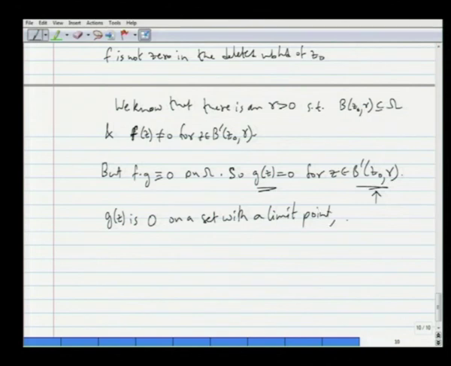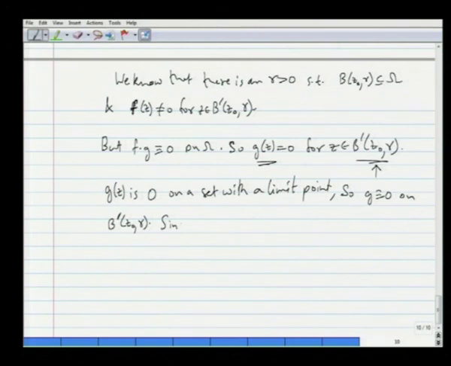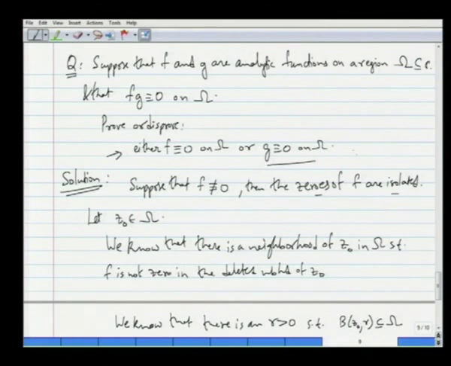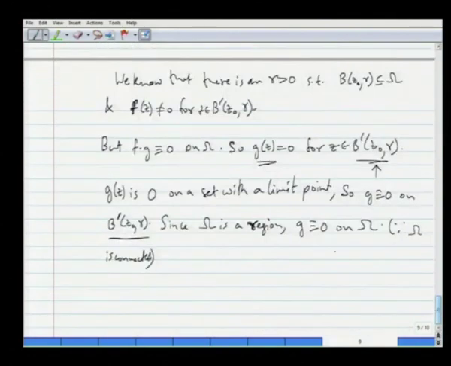So, by the identity theorem, g is identically 0 on B prime Z naught R. And since omega is a region, we know that it is connected, and on a set containing a limit point, contained in omega, g is identically 0. So, since omega is connected, g is identically 0 on all of omega by the connectedness of omega. So, that shows that if we suppose that f is not identically 0, then g has to be identically 0, which proves this statement. Okay. So, that is a solution to this problem.